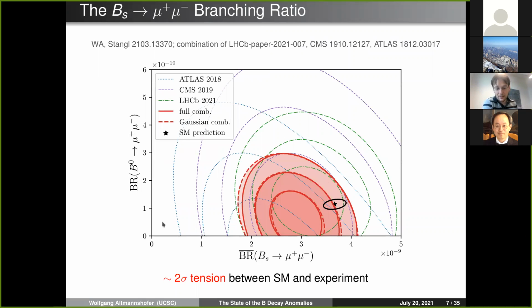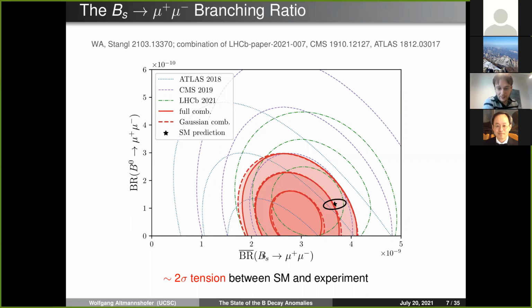And these branching ratios in the standard model are predicted, in the case of B_s to mu plus mu minus, to be a few times 10 to the minus 9, and B0 to mu plus mu minus is predicted around 10 to the minus 10. And the various experimental results line up in the vicinity of the standard model prediction, but there is some sort of 2 sigma-ish tension between the standard model and experiment.